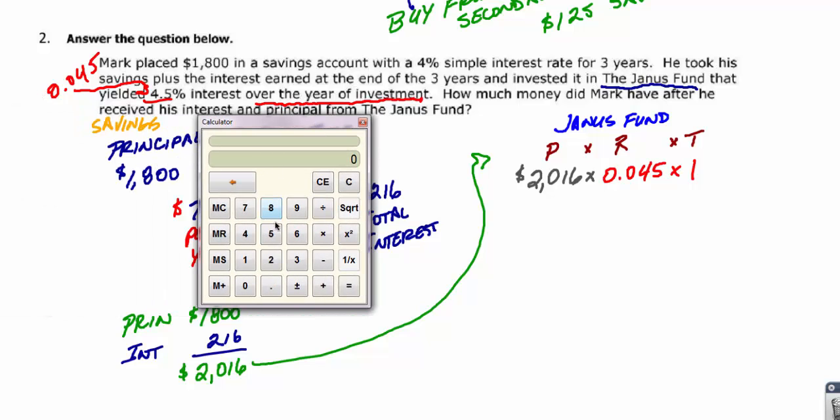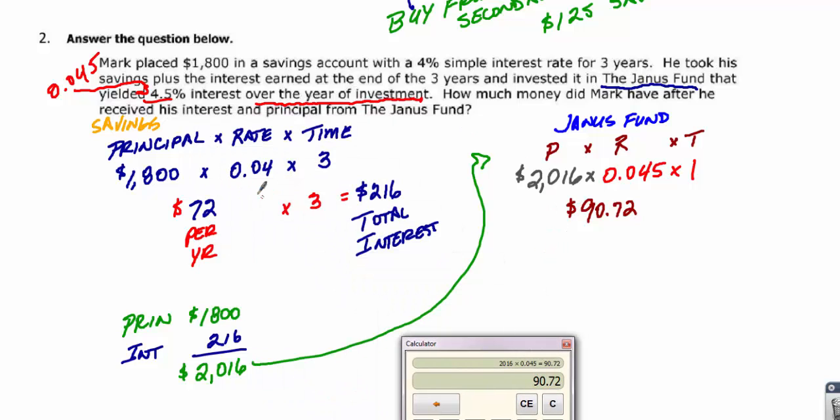So if we bring our calculator back, we have $2,016 times 0.045. That is $90.72. That's the interest. Makes sense that it's more interest than the 72 because he's got more money and a higher rate. Times 1 year, $90.72. Here's the final question. We always want to make sure we know what the question is. How much did Mark have after he received his interest and principal from the Janus Fund?